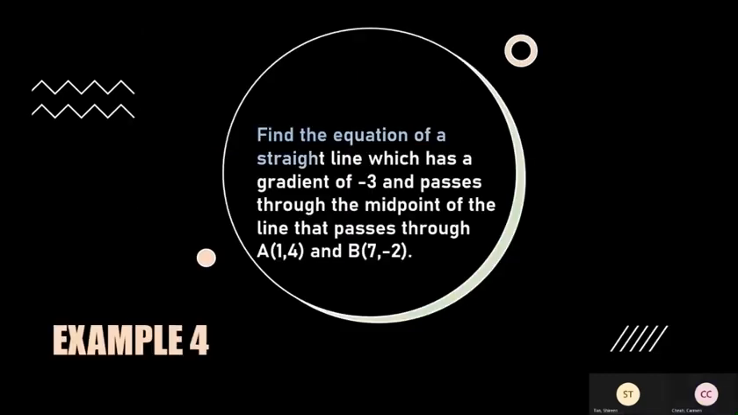For example 4, we are asked to find the equation of a straight line which has the gradient of -3 and passes through the midpoint of the line that passes through point A, which is 1, 4, and point B, which is 7, -2.